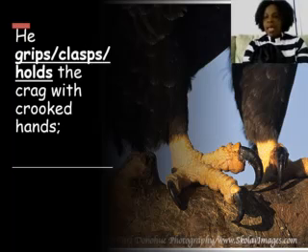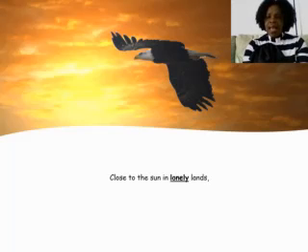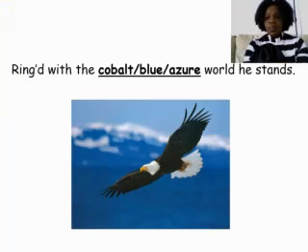The next thing, what I like to do with poetry is to show the images as well, so you can really connect with what the poet is trying to say. He grips, clasps, holds, and you can see that in the image of those powerful talons of this eagle. And then he's at one with nature, close to the sun, ringed with the cobalt blue azure world he stands. And that is also a great image of this powerful bird, the eagle.